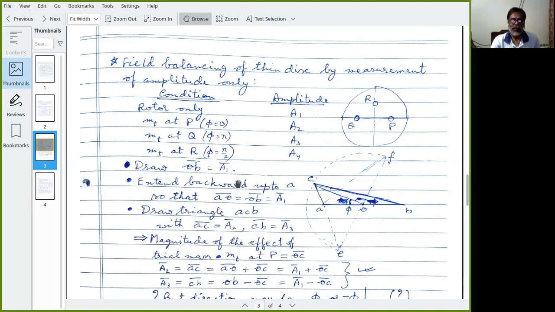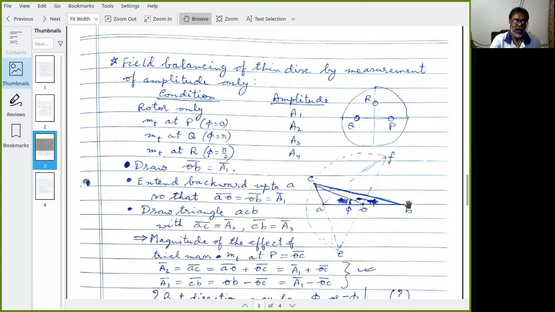Let us go through. You draw OB, which is A1, the rotor, and then extend it backward up to A, so that AO and OB are equal. O becomes a midpoint, so AB turns out to be twice A1. Now complete the triangle with AC as A2 and CB as A3. We don't know the phases, so we don't know the direction. But to complete the triangle, we already have one side, and the other two sides also we have. So from SSS, we can construct the triangle.